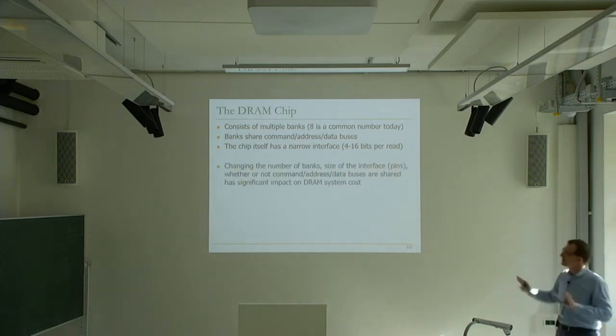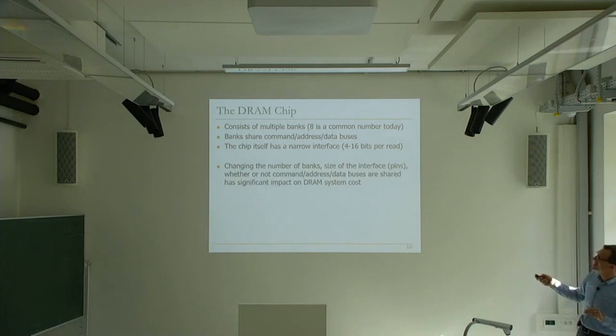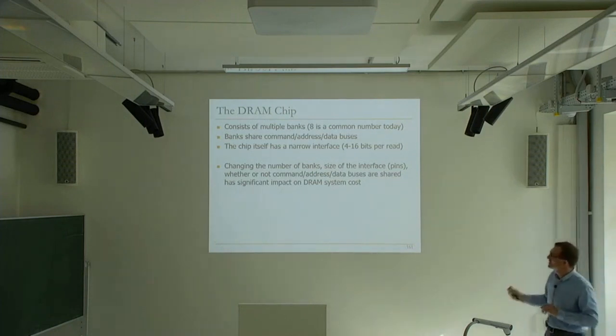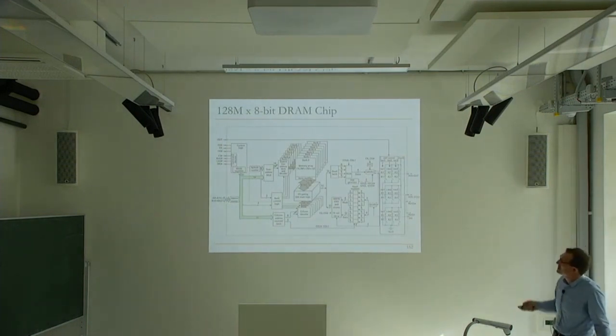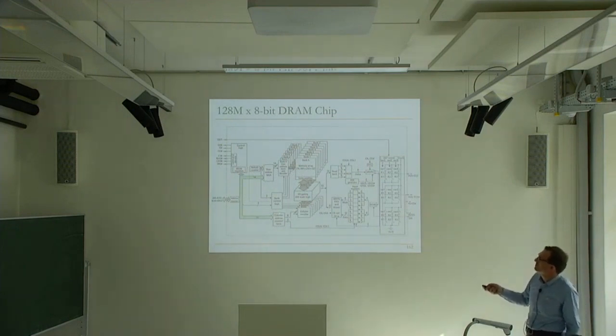And of course, there's a lot of design decisions. Changing the number of banks, size of the interface, pins, whether or not command, address, data buses are shared has significant impact on the DRAM system cost, which we're not going to go into. This is one example. It's an old chip. I think it's a Micron chip, actually. It's nice because it shows a lot of the circuitry, and I base my numbers on this. For example, you have 2 to the 14 rows. You have 2 to the 10 columns. And you can see the different banks here nicely. Different banks have different row address decoders, so they can be independently accessed.